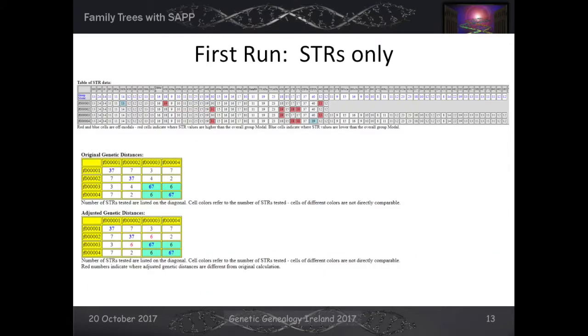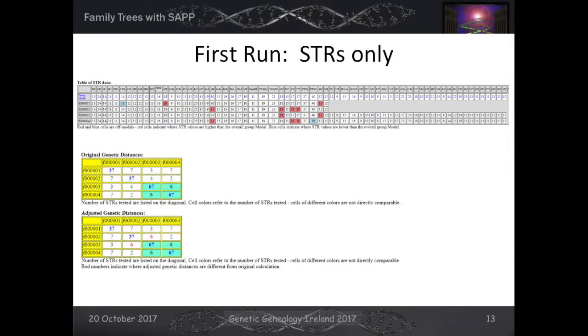Now, it also produces some other tables as output. It will repeat your input so that you can verify it with all of your kits. It produces the table of genetic distances that it calculates. And it also produces an adjusted genetic distance table, which has the parallel mutations taken into account.